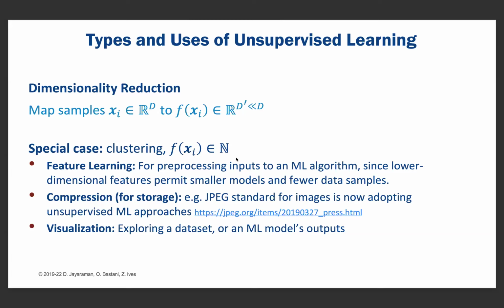Yes, so we can have clusters 1, 2, 3, and so on. You could use these dimensionality reductions for feature learning, so you can learn a good transformation of your data to give you good results. For example, it's used for compression, such as the JPEG standards. It could also be used for visualizations of your data sets to make sense of your data sets. Okay.